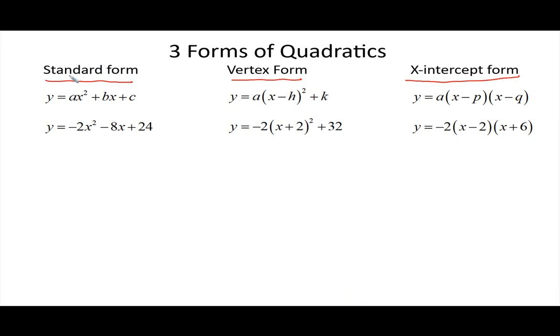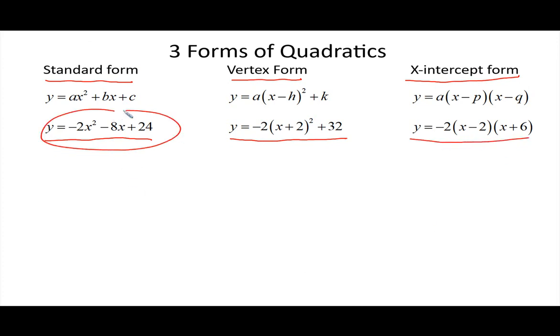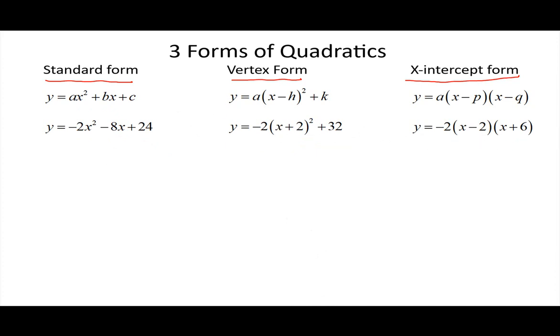Okay? So in standard form, here's an example of a quadratic in standard form. If I wanted to, I can rewrite this quadratic in vertex form. In vertex form, it would be written like this. And in x-intercept form, it would be written like this. So this is actually the same quadratic written all three different ways, so that you understand that a quadratic can be written three different ways. Whenever you're working with quadratics, you have to think of the information that's given to you and which form you should use. Okay, so let's take a look at some examples.